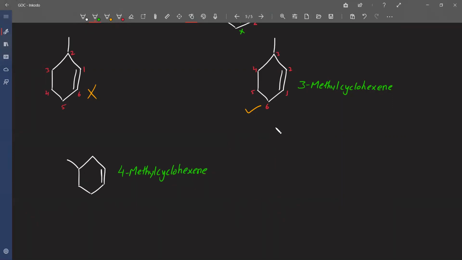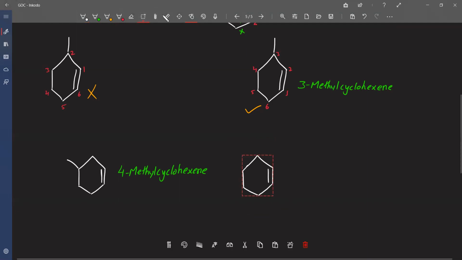Let's now try to make it more complicated by adding more substituents. Right now we had only one substituent. So let's have multiple substituents as well as a double bond. So let's copy this. So what will be the name of this compound?